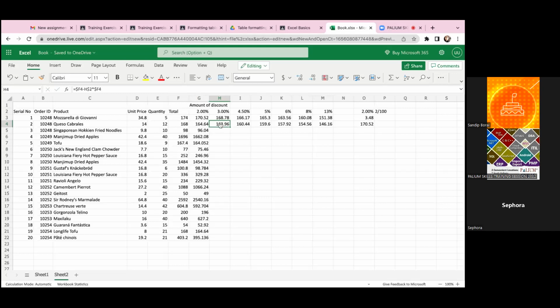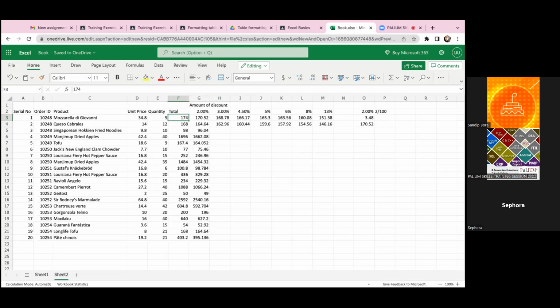So in that case, F would be unlocked and G would be locked, or not G. How would that exactly work? It depends on your formula. Whichever cell you want to lock, you want to use the dollar.